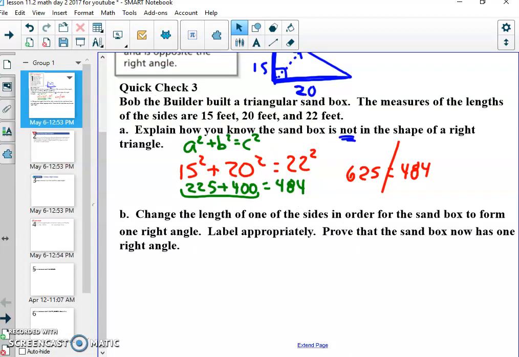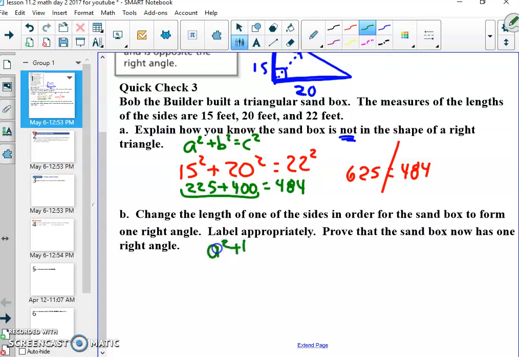Part B, they want us to fix Bob's problem. They want us to change one side in order to make a right triangle. Okay? Now, here's a hint for you. It's usually easiest to change the hypotenuse. Usually. And in this case, it will be. So I'm going to pause the video, let you do a little thinking, and hopefully I'll give you a hint. Use the Pythagorean theorem to change just the hypotenuse. So the hint there is keep the legs and figure out what the hypotenuse should be to make this thing into a right triangle. So go ahead, take a minute and try it.